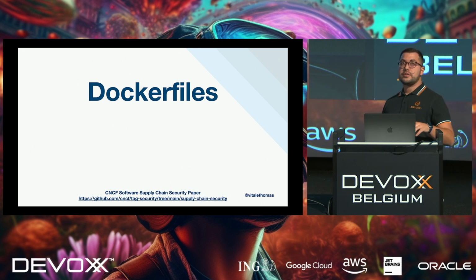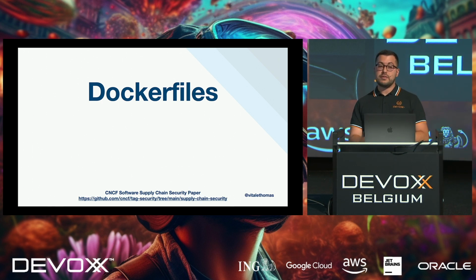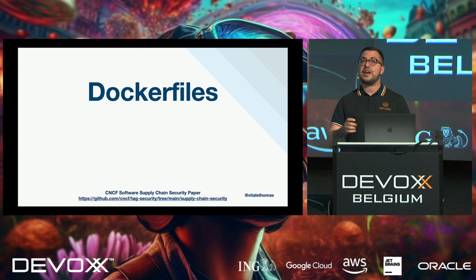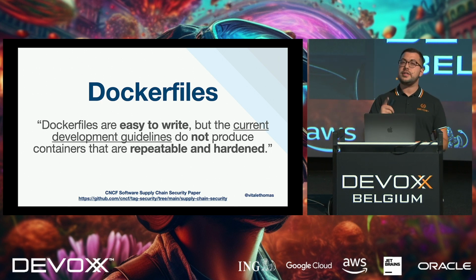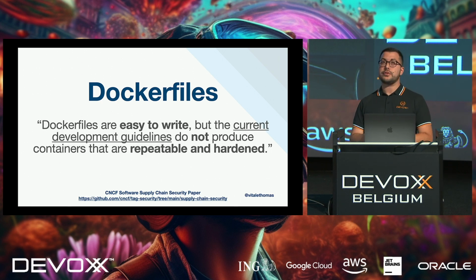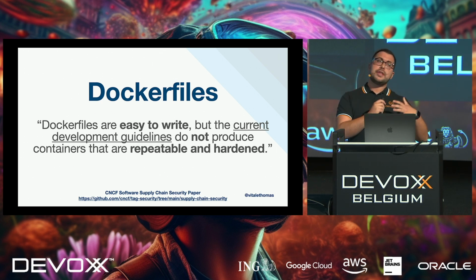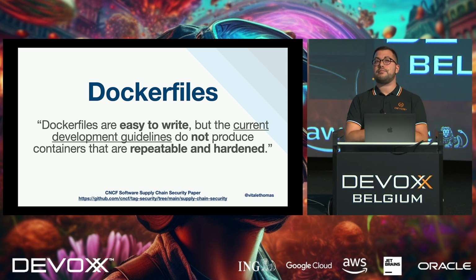Quoting again from the supply chain security paper from the Cloud Native Computing Foundation, they write that Dockerfiles are easy to write, but the current development guidelines do not produce containers that are repeatable and hardened. So, is there any way we can improve this?